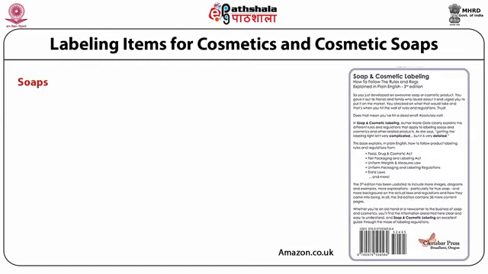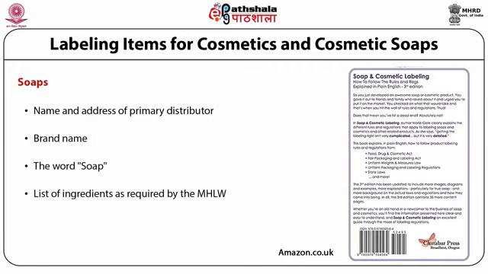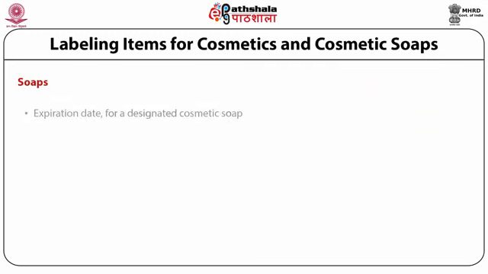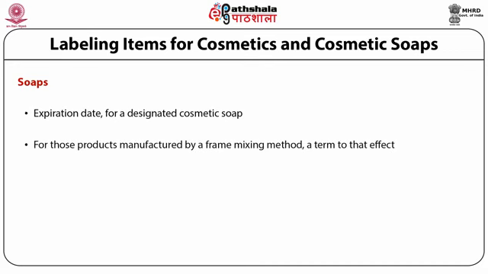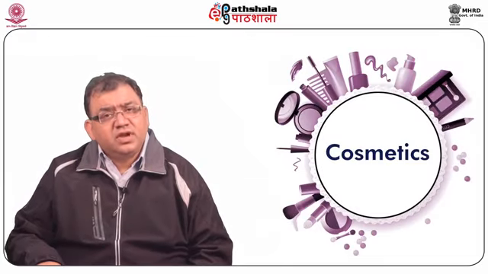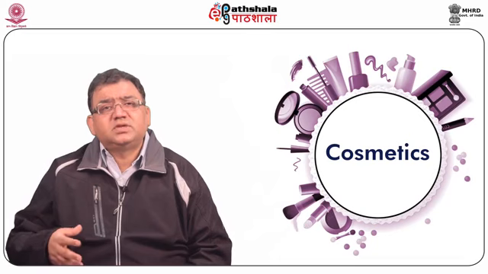And similarly, the soaps should have the name and address of the primary distributor, the brand name, the word soap, the list of ingredients as required by the MHLW, manufacturing number or code, expiration date for a designated cosmetic soap, for those products manufactured by a frame mixing method, a term to that effect, standard weight per unit, and country of origin. There is specific legislation on ingredients which are used for cosmetic products.